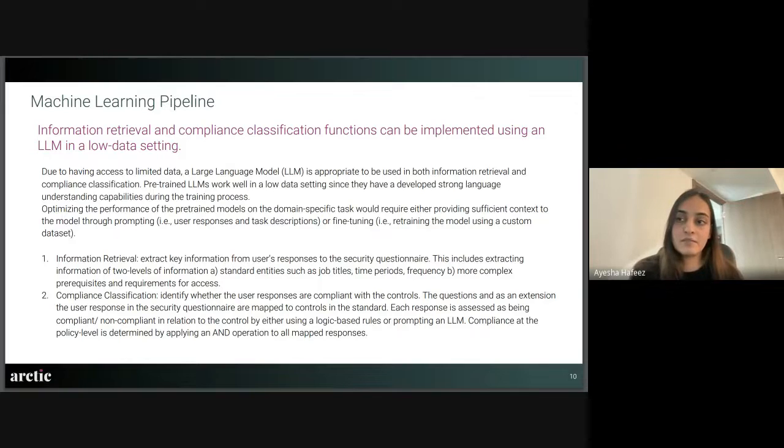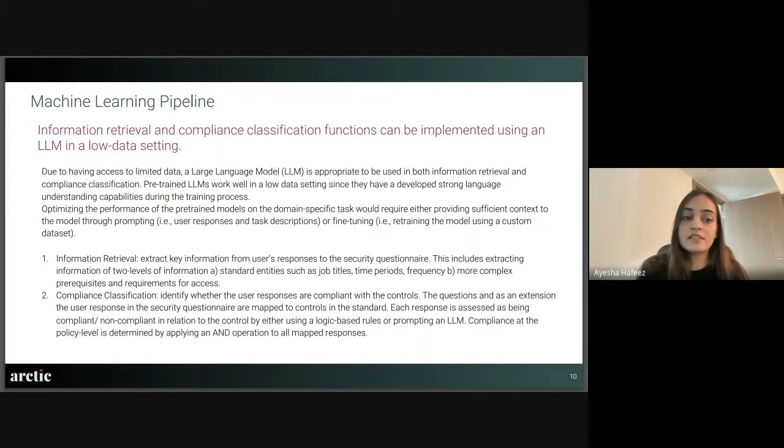The second step in this pipeline is determining compliance against each requirement within the policy. For this, we needed to map each user response and the question to which controls they map to, as I identified in an earlier slide, but also identifying what the logic is to assess compliance. Now, that could be a set of logic-based rules, or they could be a bit more complex and an interpretation of the language used by the user.